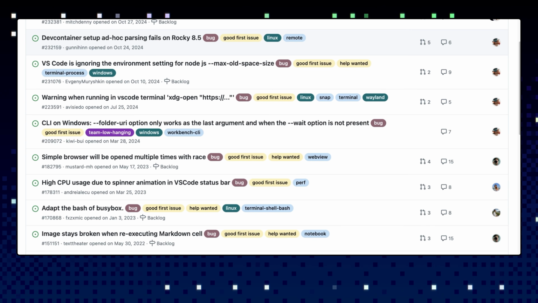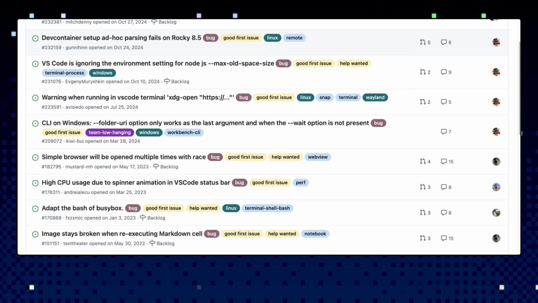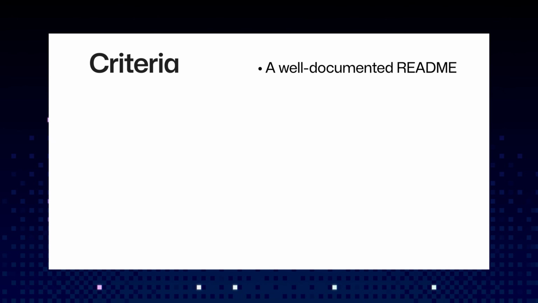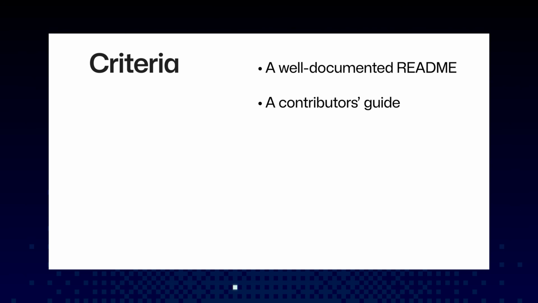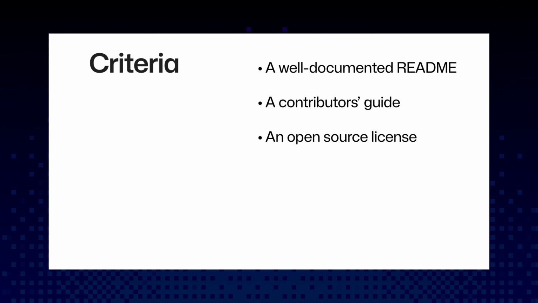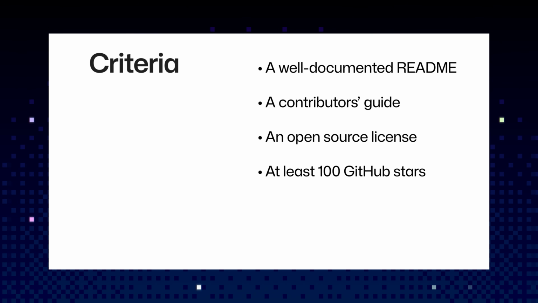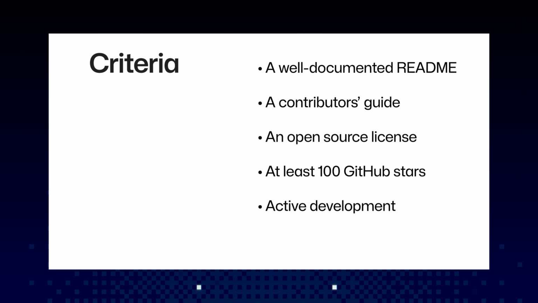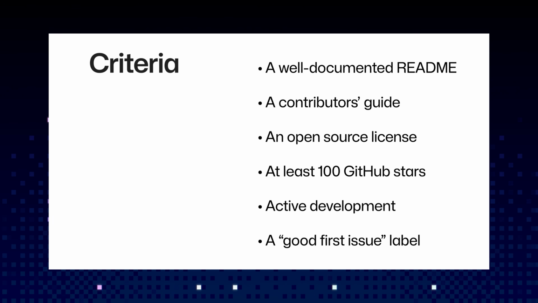So let's take a look at the key things to look for in an open source project. Well-maintained open source projects have a few things in common. They have a well-documented README with installation instructions, a contributor's guide that explains how to contribute, an open source license so we know the project is free to use, at least 100 GitHub stars so we know it's well used in the community, active development so we know that a maintainer of the open source software will be able to review our contributions, and a Good First Issue label to indicate being open to new contributors.